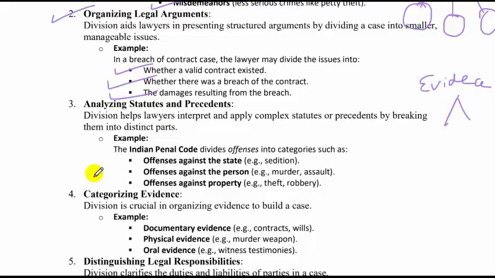Third, analyzing statutes and precedents. Divisions help lawyers interpret and apply complex statutes or precedents by breaking them into distinct parts. For example, the Indian Penal Code divides offences into categories such as offences against the state, offences against the person, offences against property. Examples are sedition for state, for persons it is murder and assault, and for property it is theft and robbery.